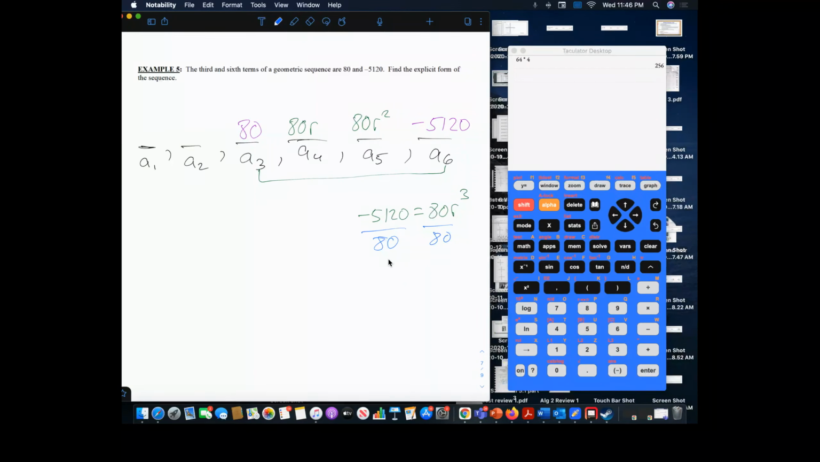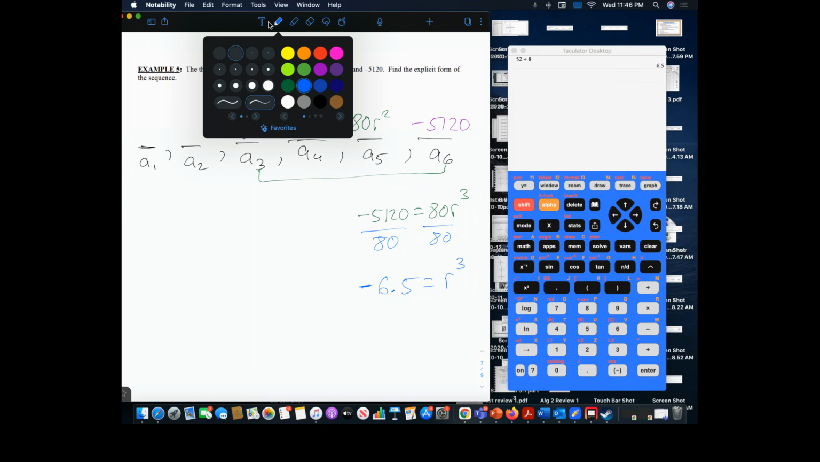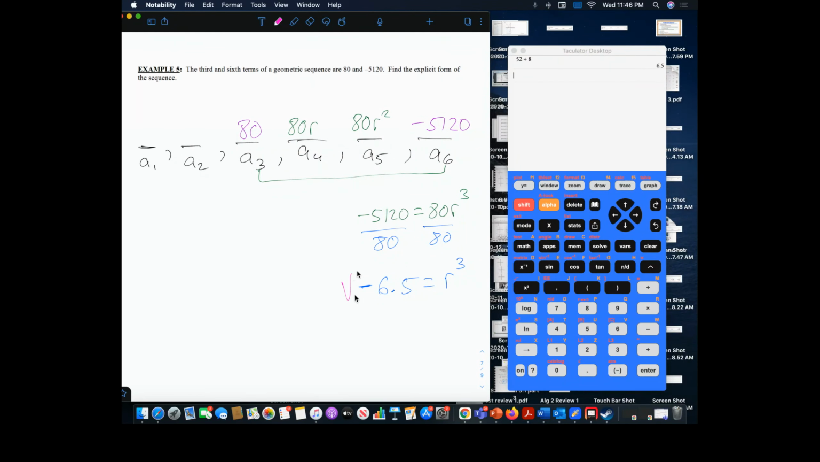I'm going to type this into the calculator. So it's really just 512 divided by 8, but negative. So it looks like I'm multiplying by 6.5 when it's r cubed, so then we'll take the cube root of both sides. That'll get rid of the r cubed.